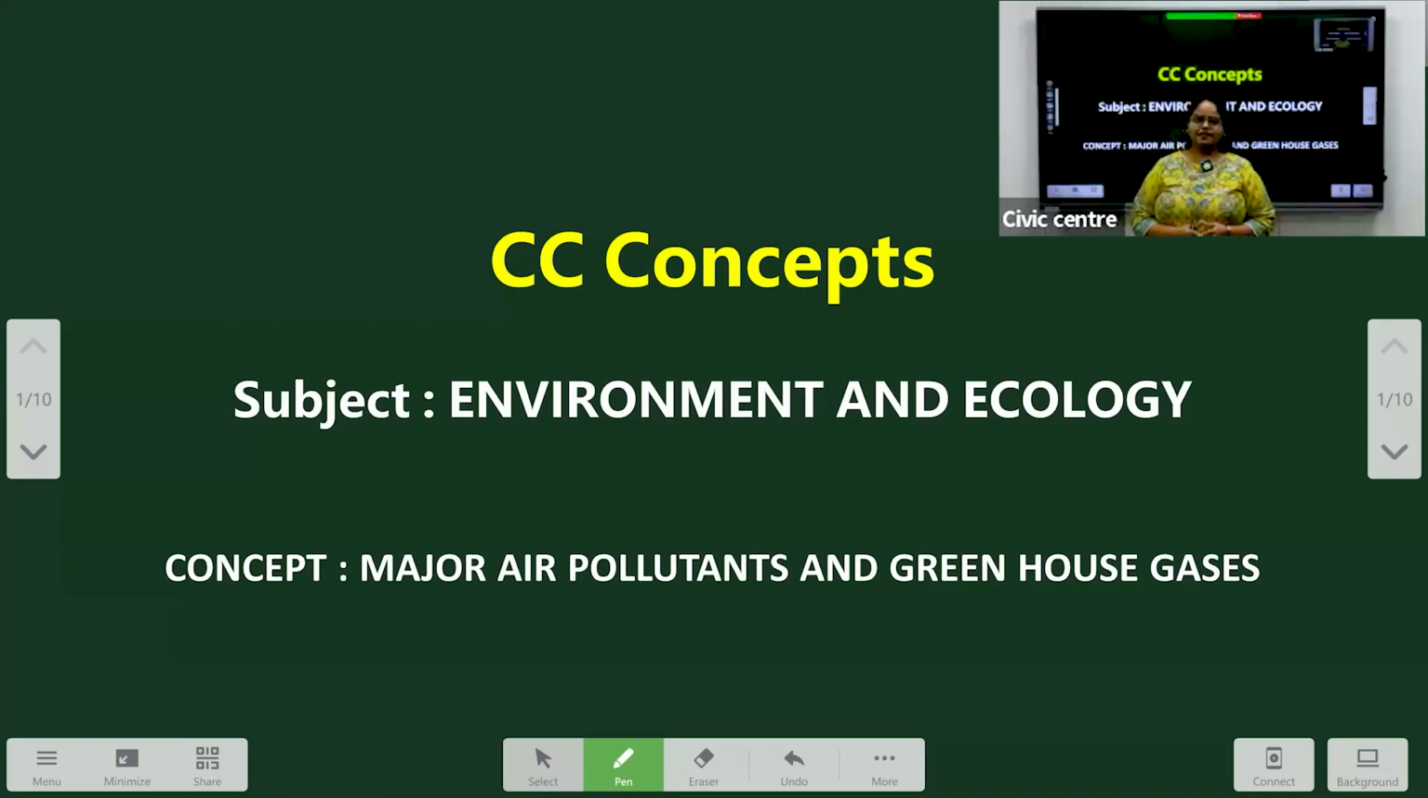Greetings aspirants. Today let's talk about another concept from the subject environment and ecology, that is major air pollutants and greenhouse gases. Now here we need to understand what is the difference between the both terms. Air pollutants are not necessarily greenhouse gases.